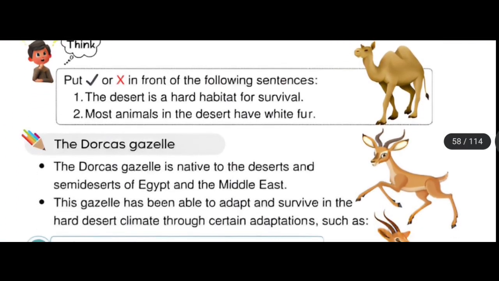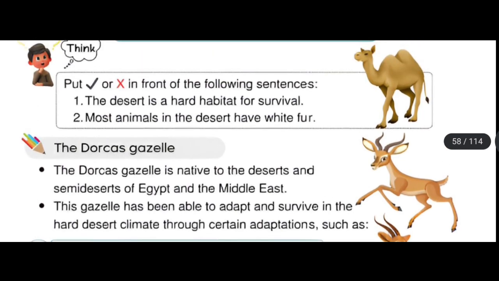At first, let's think together. I have two sentences. Number one, the desert is a hard habitat for survival. True or false? Hard habitat. So, yes, it's true. Number two, most animals in the desert have white fur. White fur, like polar bear. So it's false.